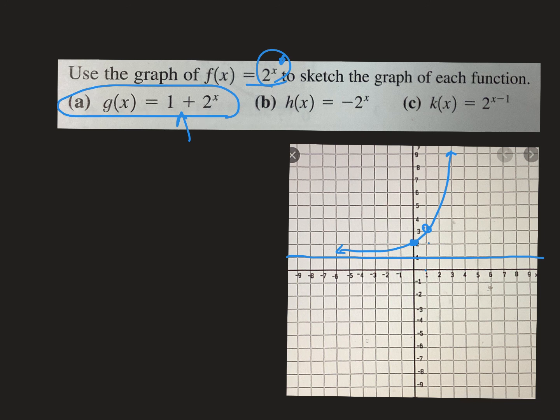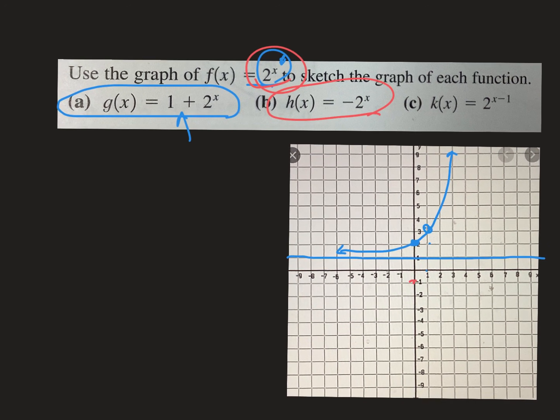Let me change colors here for the second one. This one has a negative in the front. Don't forget what a negative in the front does. Negative in the front reflects across the x-axis. So it's going to be the same graph as this original one, except it's been reflected. So the x-axis is an asymptote. Instead of going through (0, 1), it's going to go through (0, -1). And if I plug in 1 here, 2 to the first power is 2. With the negative, it's -2. So it's going to go here. The x-axis is the asymptote, and it's going down instead of up, because of the negative in the front.